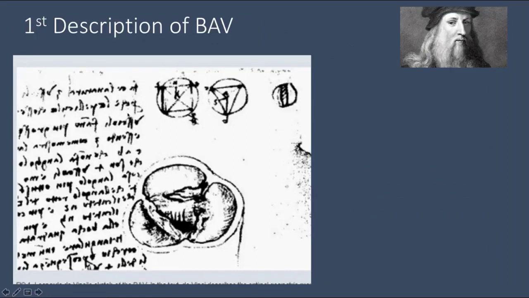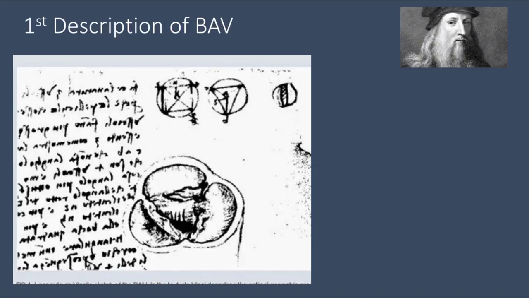So Leonardo has been given credit for being the first to describe the bicuspid aortic valve. And as you can see here, he drew this bicuspid aortic valve as well as this quadricuspid valve. Now, most historians don't believe he actually found a body that had a bicuspid aortic valve, but he imagined that it could exist. And he also theorized why the tricuspid aortic valve is actually superior to the bicuspid and quadricuspid aortic valve due to its hemodynamic properties.